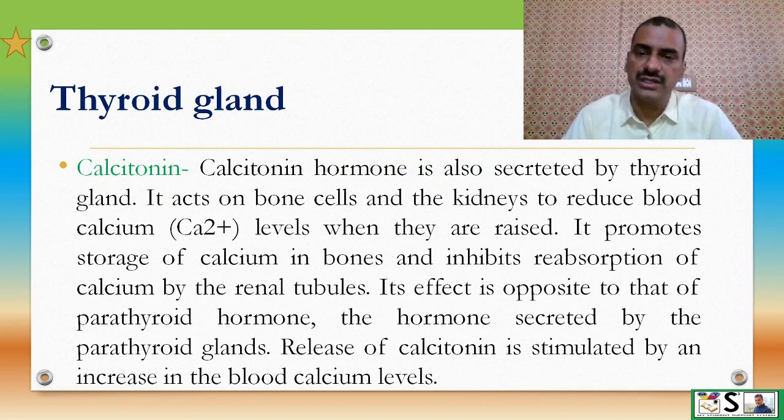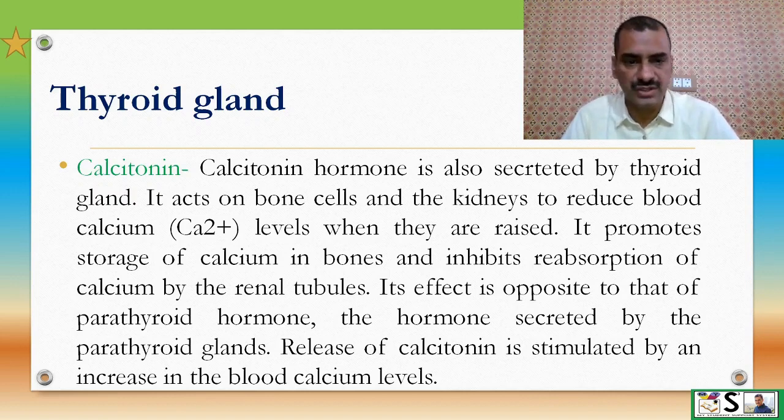Next is calcitonin. Calcitonin hormone is also secreted by thyroid gland. It acts on the bone cells and kidneys to reduce blood calcium level when it is raised in the blood. It promotes storage of calcium in the bones and inhibits reabsorption of calcium by renal tubules. Its effect opposes that of the parathyroid hormone, the hormone which is secreted by parathyroid glands. Release of calcitonin is stimulated by an increase in blood calcium level.